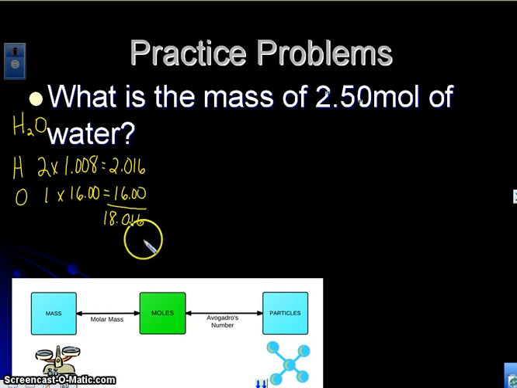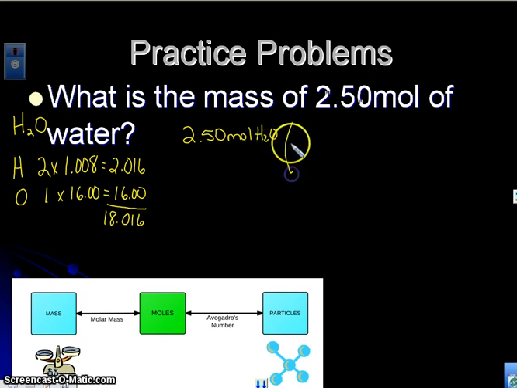So once we've added up the total number of atoms in that molecule, that gives us the molar mass of the entire compound. So let's go ahead and set this up with our factor label to convert it. We have 2.50 moles of water.